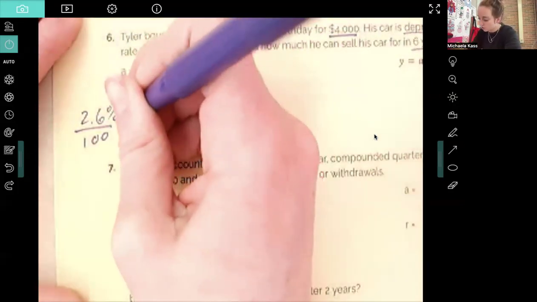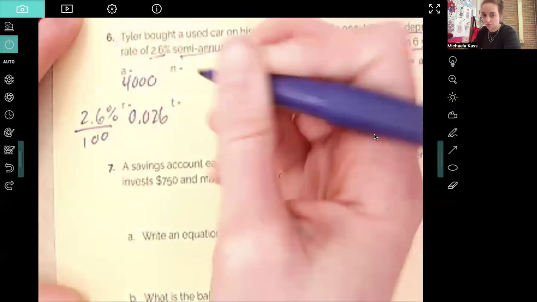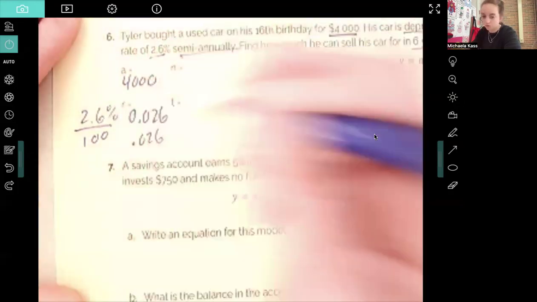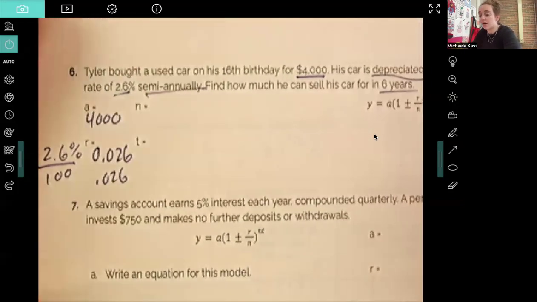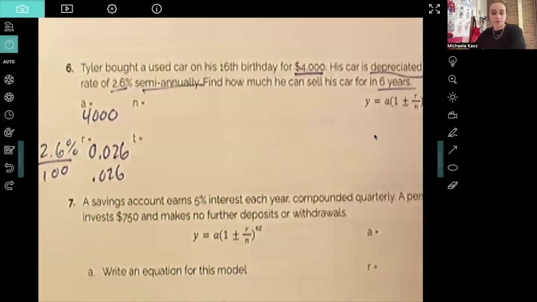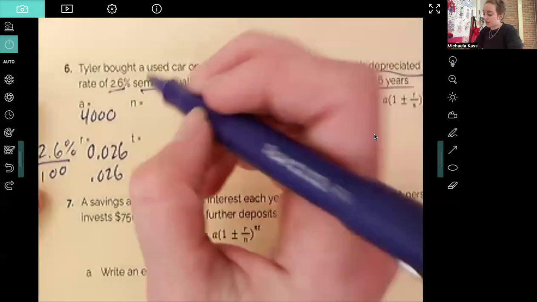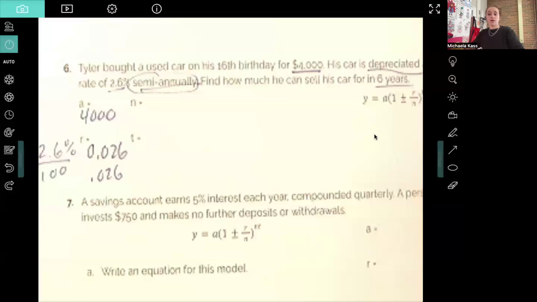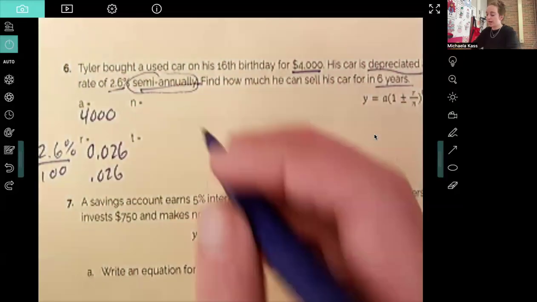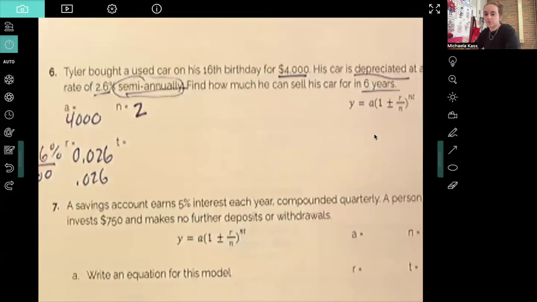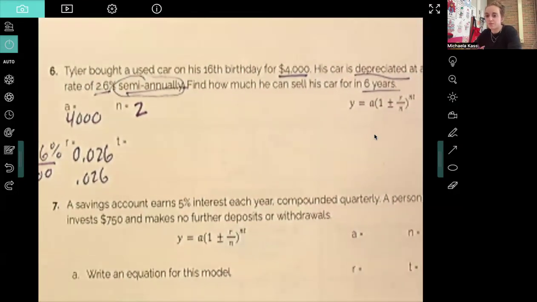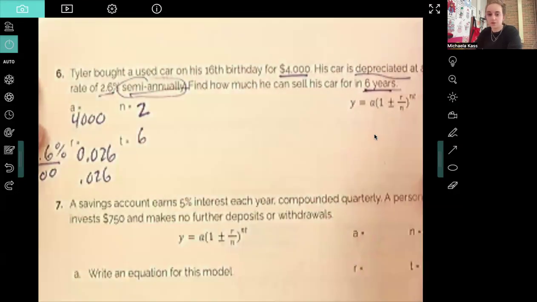So this is 0.026, or you can write it however you want to write it. It's the same thing. N is what it's compounded by. So in this case, it says semi-annually. So semi-annually means twice a year. So N is 2. And then it says T. Well, T is what we're trying to find, right? Like the amount of time. He wants to know the time in 6 years. So 6 is our time.